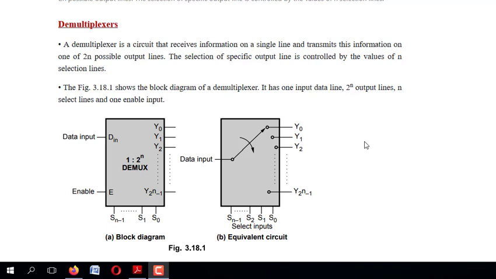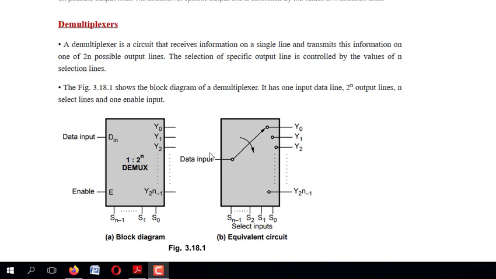Demultiplexer. A demultiplexer is usually a circuit which receives information on a single line. Let us take this data input as the single line, and this single line of information can be given to the outputs. These are the following outputs. This can also be called a data distributor, since we receive only one input, and this one input can be distributed to all these outputs with the help of the selection line. That's why a demux can also be called a data distributor.